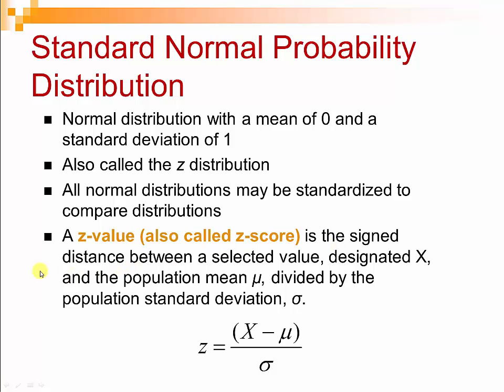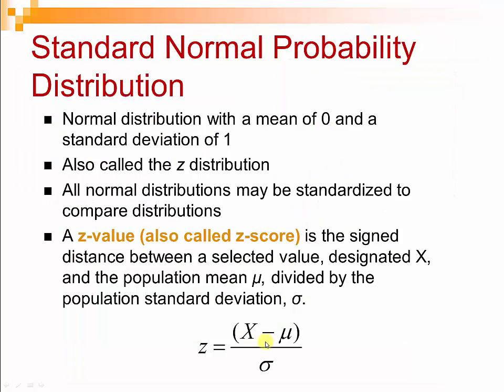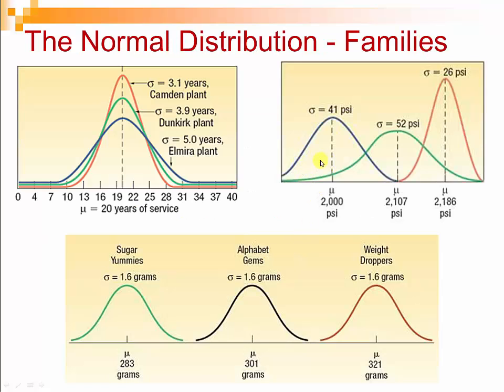And it's the signed distance between a selected value designated x and the population mean. So that's our difference right up in here, the distance between a selected value, which is just designated x, and the population mean mu, divided by the population standard deviation. So if we were to take an observation, say here, and then subtract from it the mu, we would get this distance in here from our chosen point, our x value, minus the mu.